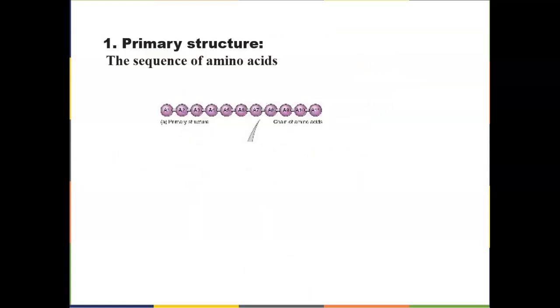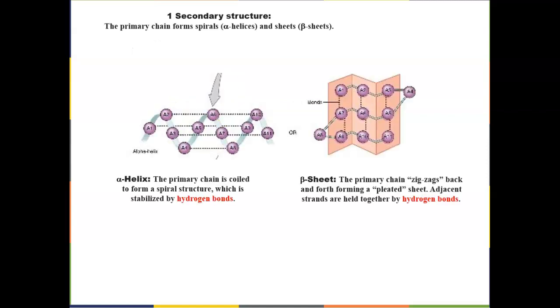So the primary structure of a protein is simply the sequence of amino acids. You don't even need a picture. You could just read it out. Aspartate, glutamate, lysine, cysteine, whatever. It's just the amino acids as they're strung together in the peptide chain.